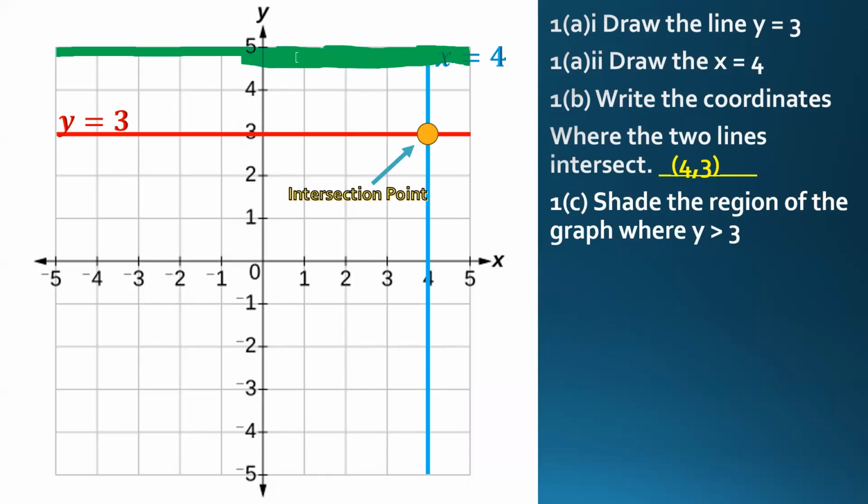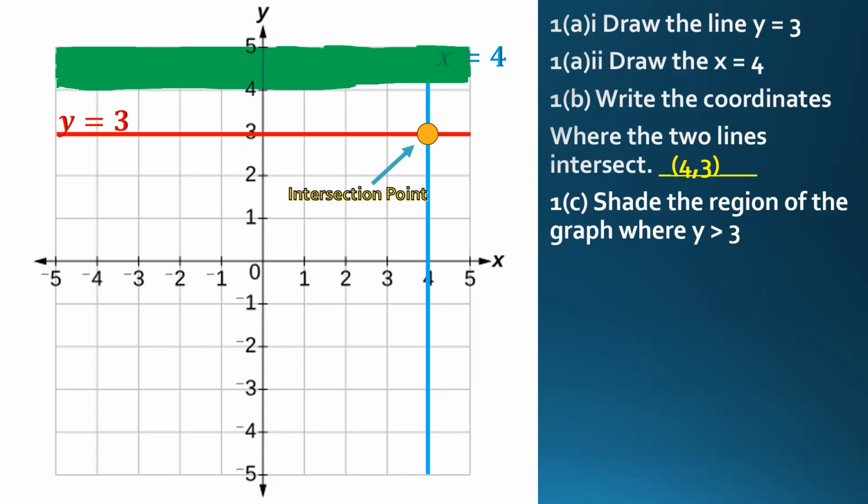So you want to shade the region that is above 3. Again, shade the region that is above 3. When you're shading, make sure you use a pencil, especially when you're doing any graphing. Don't do it with pen. It won't look good.